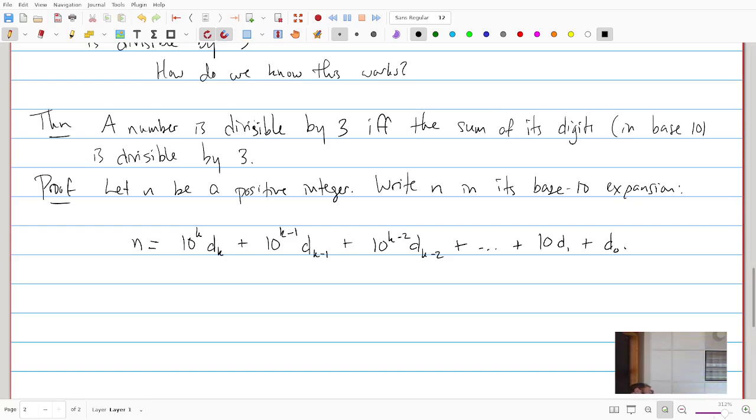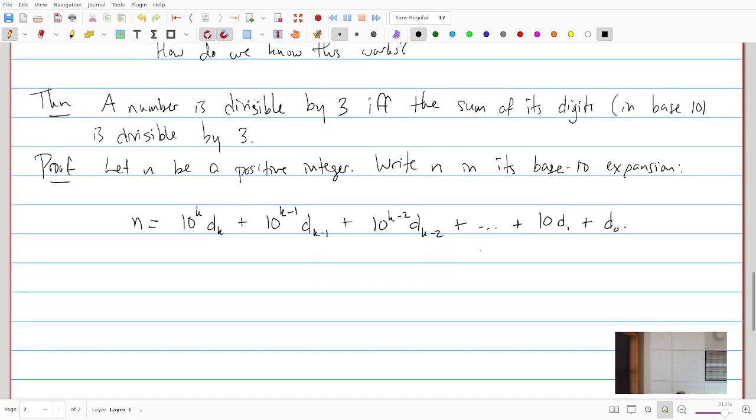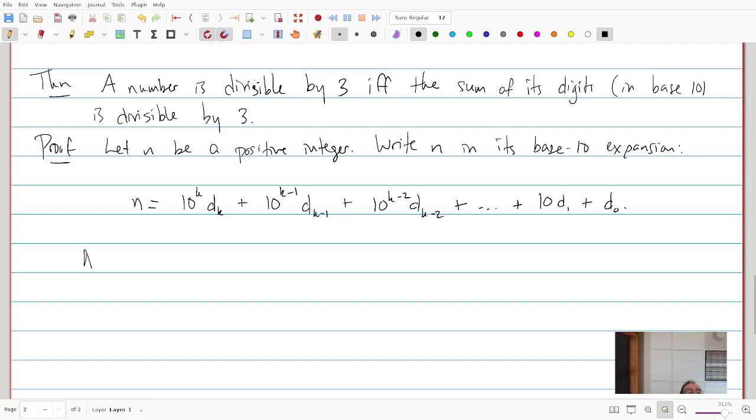Okay, does that make sense? I'm saying this is how we write a number in base 10, this is what it means. It means that I have a bunch of digits, and each digit is really being multiplied by some power of 10. So it's like thousands, hundreds, tens. Okay. Well, note that 10 is equivalent modulo 3 to what?